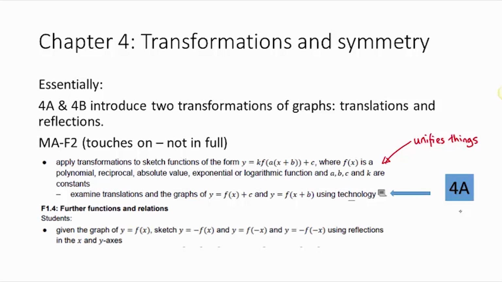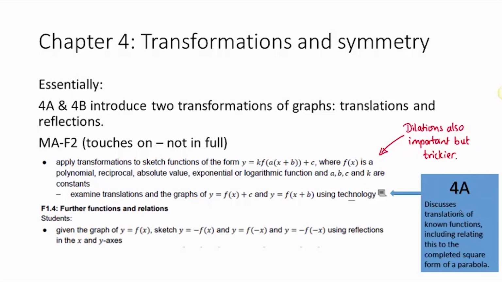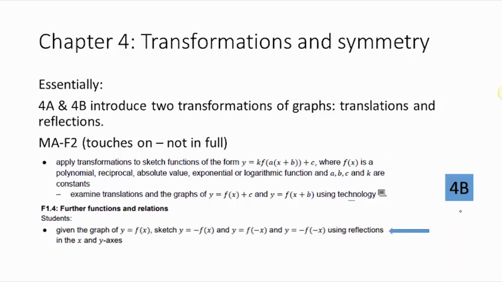It covers F1.4, but actually it also touches on, doesn't cover it completely, F2, which is in year 12. I don't think we could say that we're teaching it then. Obviously we're not teaching it then because we're not covering all of it by any extent, but it just starts to touch on it because the idea that it unifies things, it brings this together, which is what we are aiming for. So putting that together with the idea of using reflections, we're discussing all translations of known functions, and we're also going to relate that to the completed square form of a parabola that we had in the previous chapter.